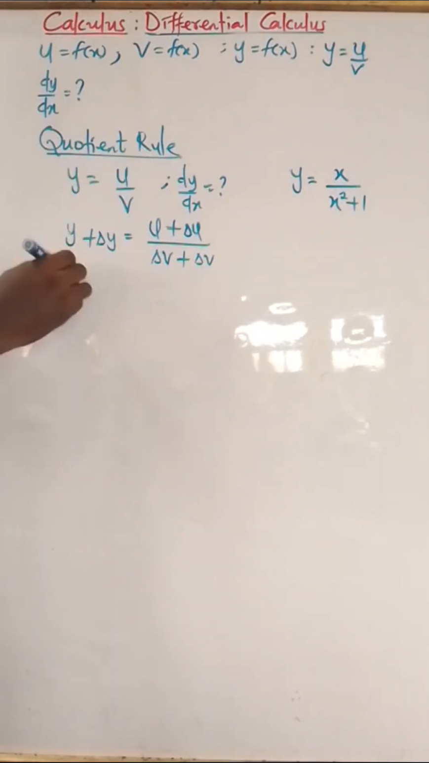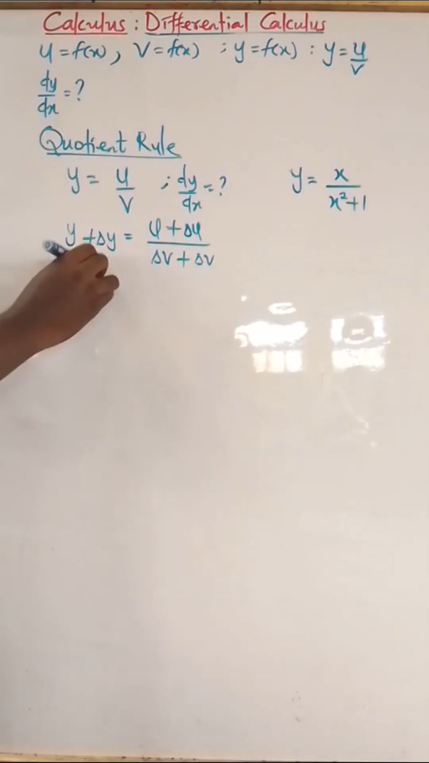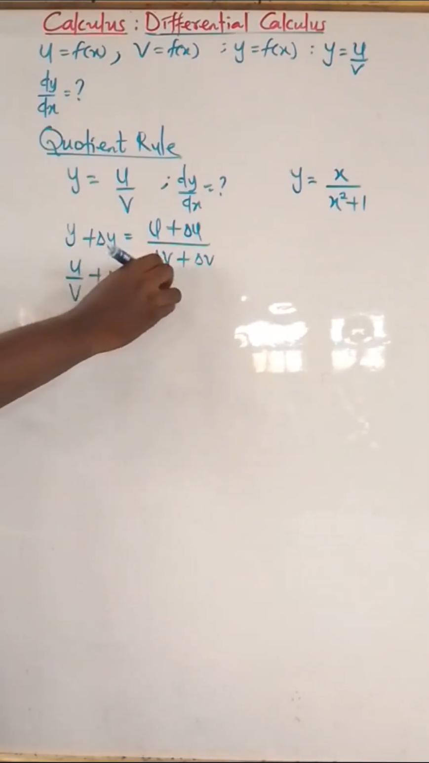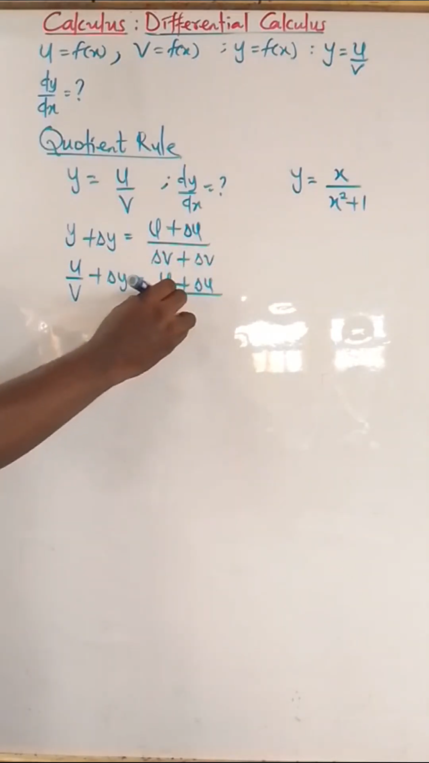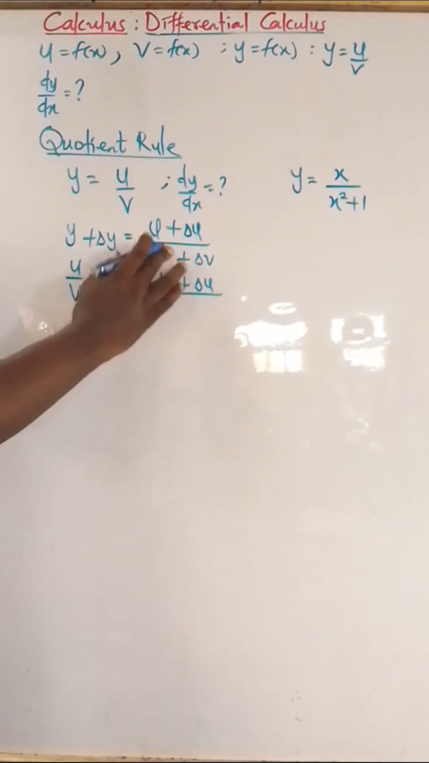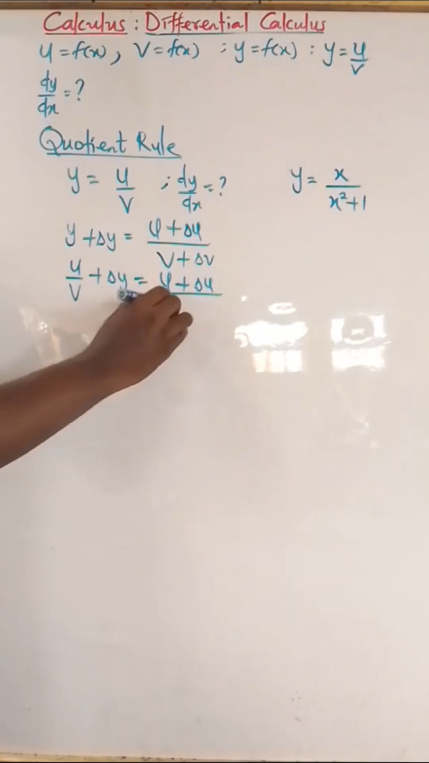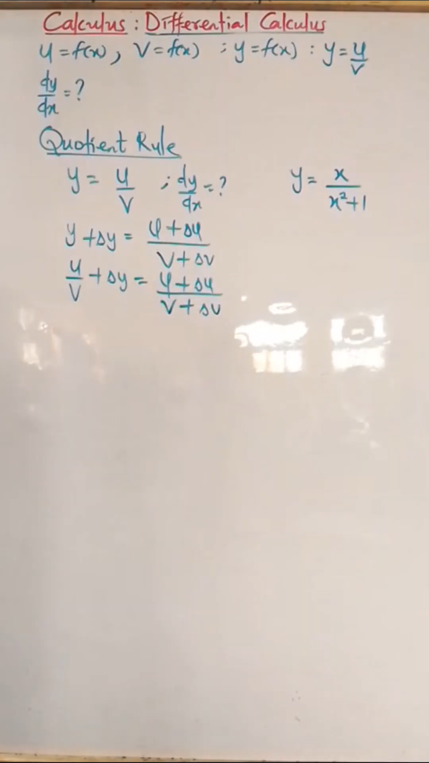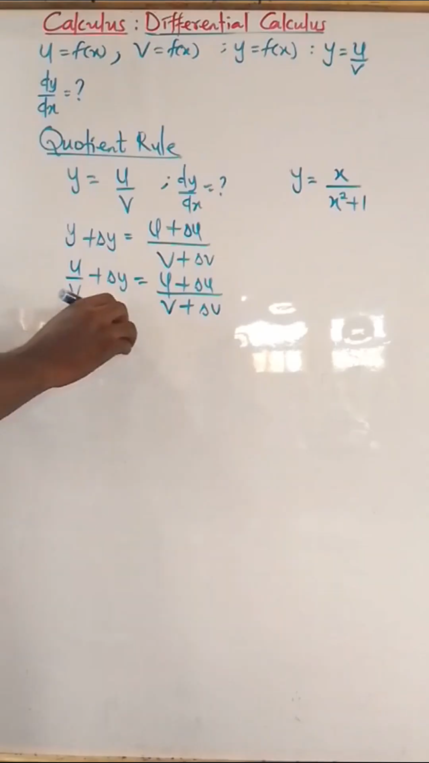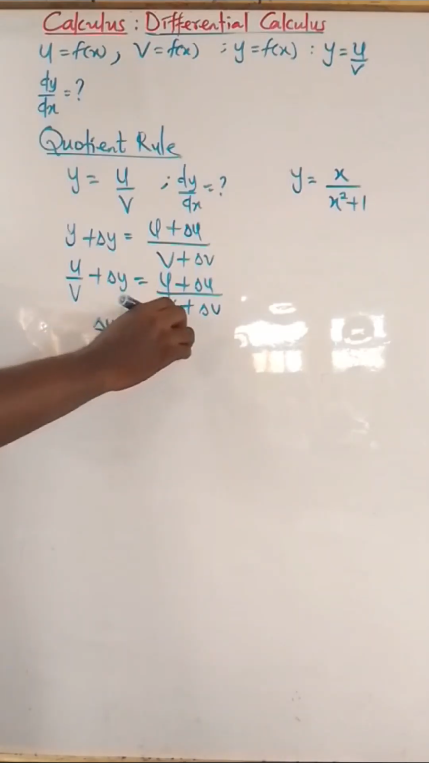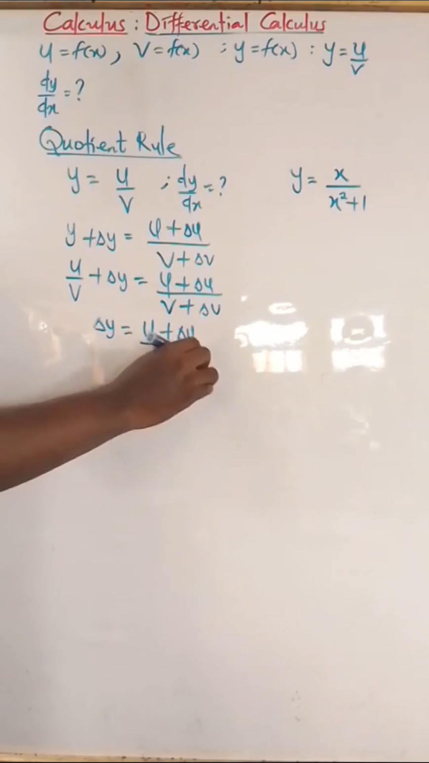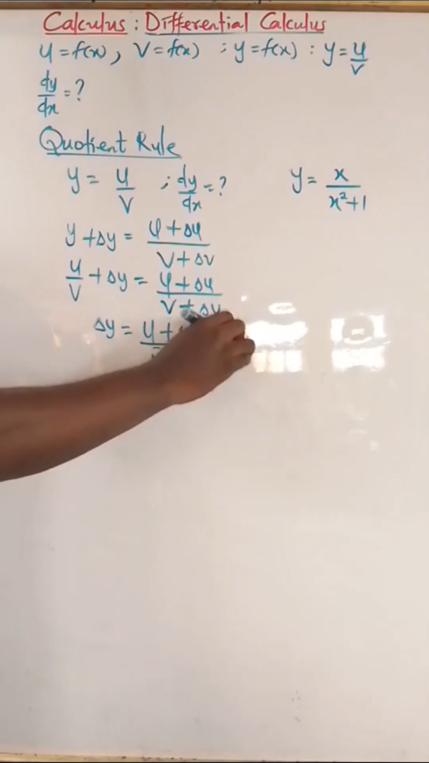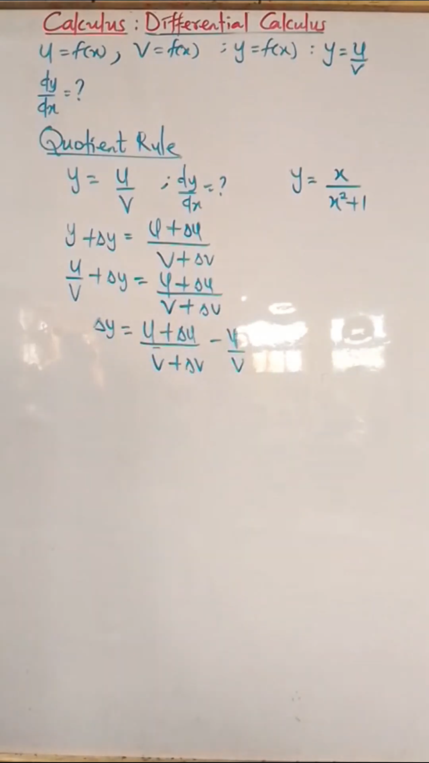What is y? u over v. So we can say u over v plus change in y equals u plus change in u over, this is v actually, v plus change in v. Next is to take it to the other side. So from here we have change in y equals u plus change in u over v plus change in v minus u over v.